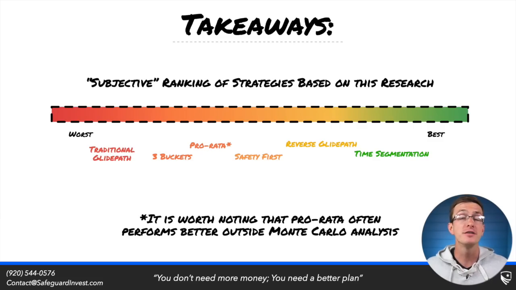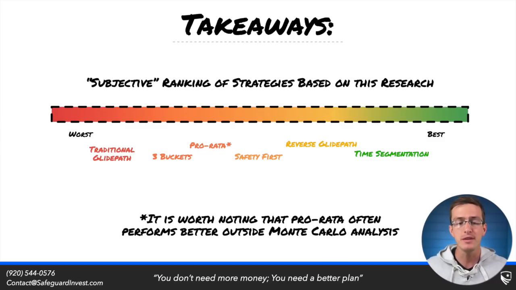So now let's start to consolidate some of the takeaways from the study in hopes of giving additional data that may not readily show up in the summary statistics. First, I think the traditional glide path is quite clearly the more inferior strategy, at least with the studies that we ran. And on the opposite side of the spectrum, I believe that time segmentation and reverse glide path are the best based on what you are solving for.